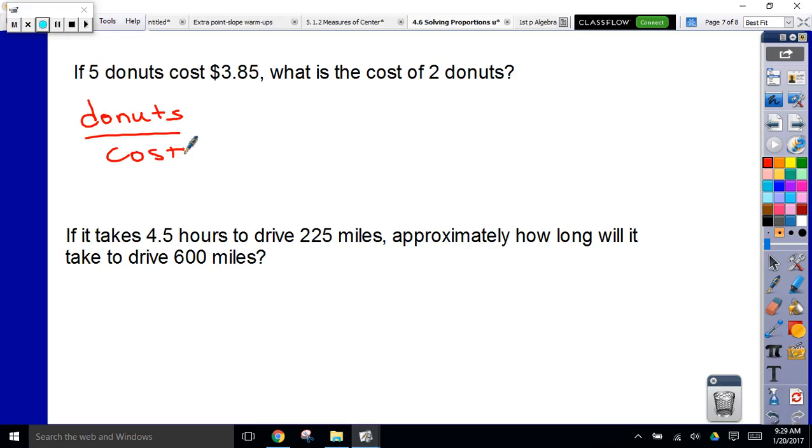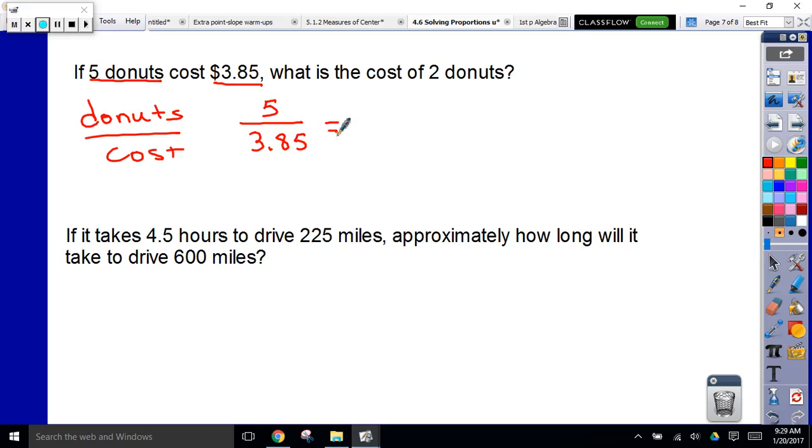It'll work. As long as in both ratios, your cost is on top, your donuts are on the bottom, you're going to get the same answer. Okay, so I can show you the other way too. So we'll start with donuts to cost. So, Hannah, if we look at our first number, 5 donuts, does that go with a cost up there? Does it tell us the cost for 5 donuts? Okay, so our first ratio, we're going to put donuts on the top. There's 5 donuts, and they cost $3.85. So we're going to put that on the bottom.